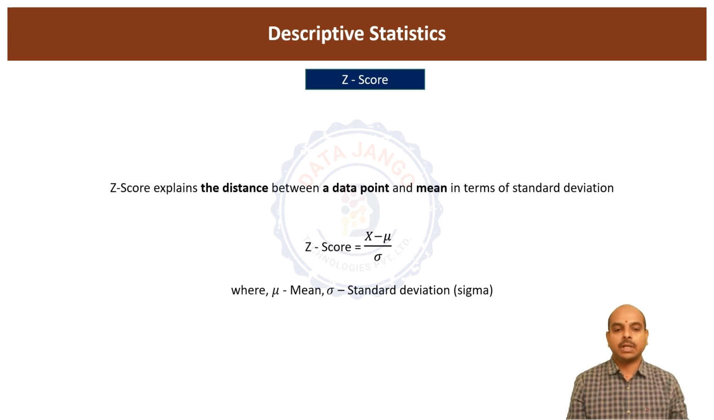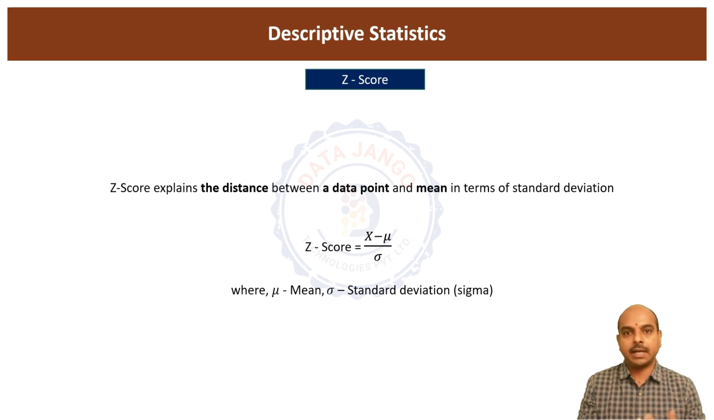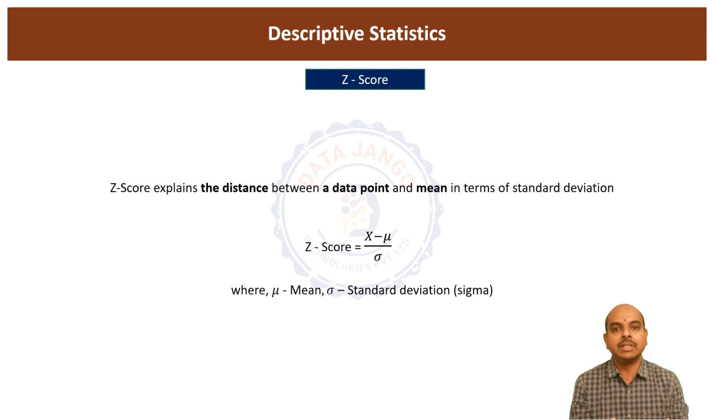A z-score is the distance between a data point and mean in terms of standard deviation. Here, we are trying to understand the distance between any given data point and mean of that data set in terms of standard deviation. Why are we trying to understand in terms of standard deviation? So standard deviation is kind of a unit.